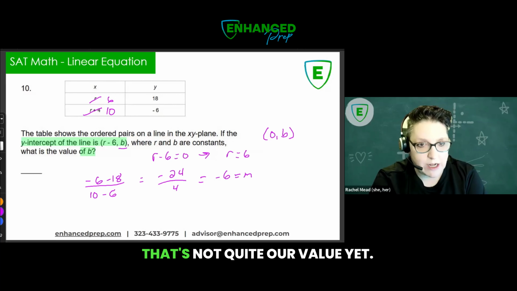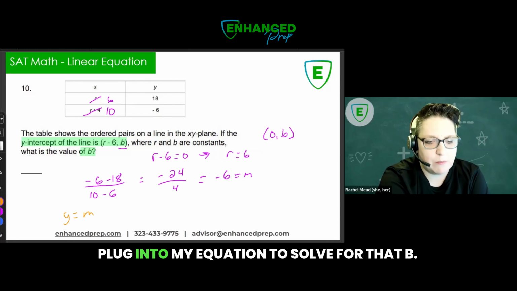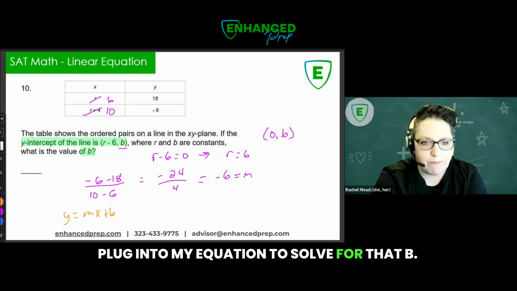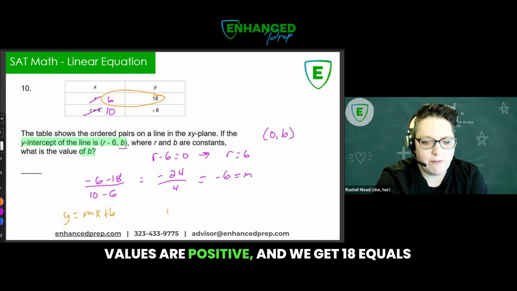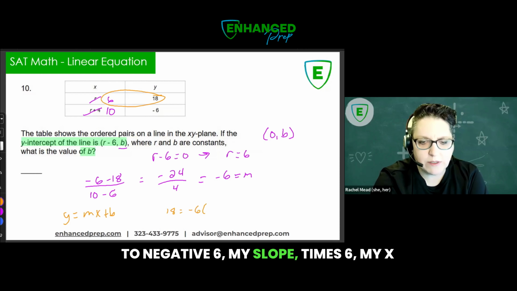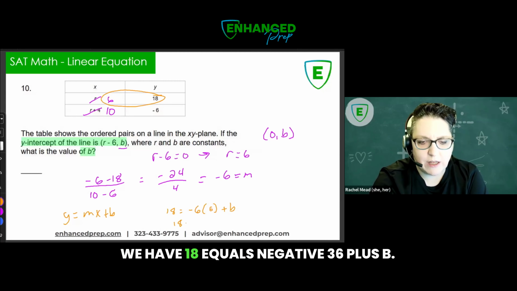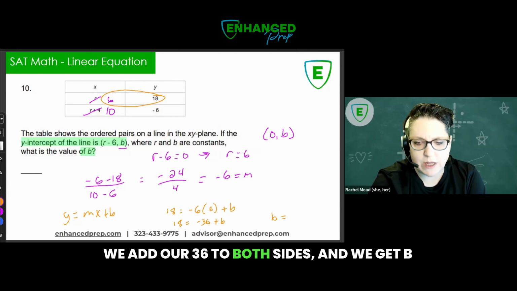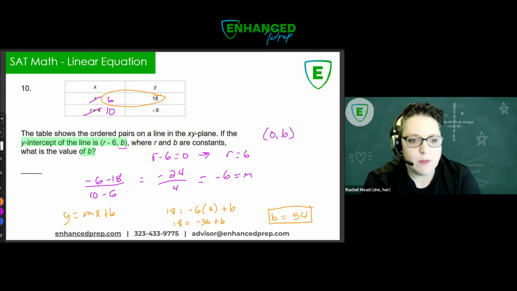Now be careful, that's not quite our value yet, but I do need to use that to come back and plug into my equation to solve for that b. I'm going to choose my point where both values are positive, and we get 18 equals -6, my slope, times 6, my x value, plus b. We have 18 equals -36 plus b. We add our 36 to both sides, and we get b is equal to 54.